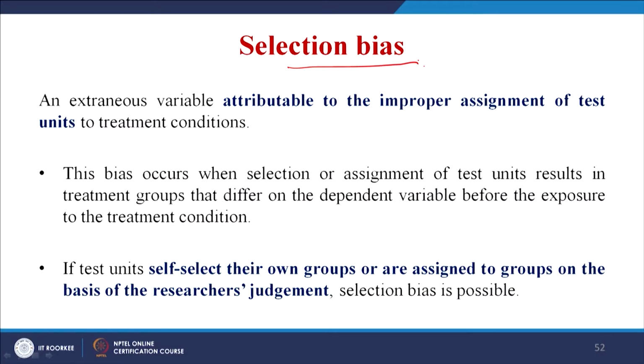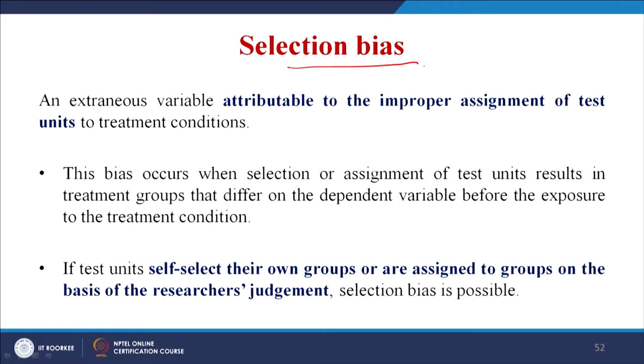Another important extraneous factor is the selection bias. Now, what is selection bias? It means an extraneous variable attributable to the improper assignment of test units to treatment conditions. That means you have wrongly selected. So, there is a bias in the selection process. This bias occurs when selection of test units results in treatment groups that differ on the dependent variable before the exposure to the treatment condition.